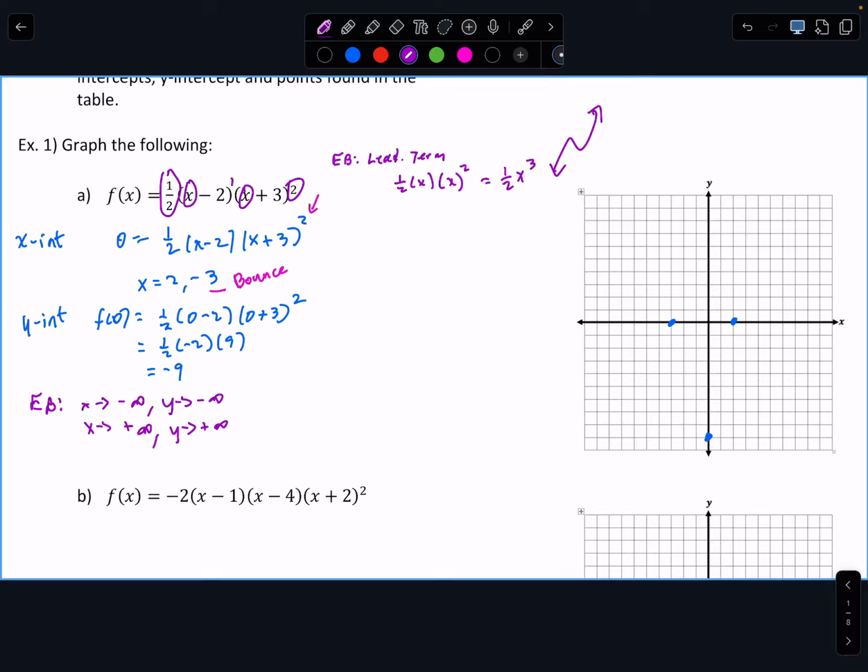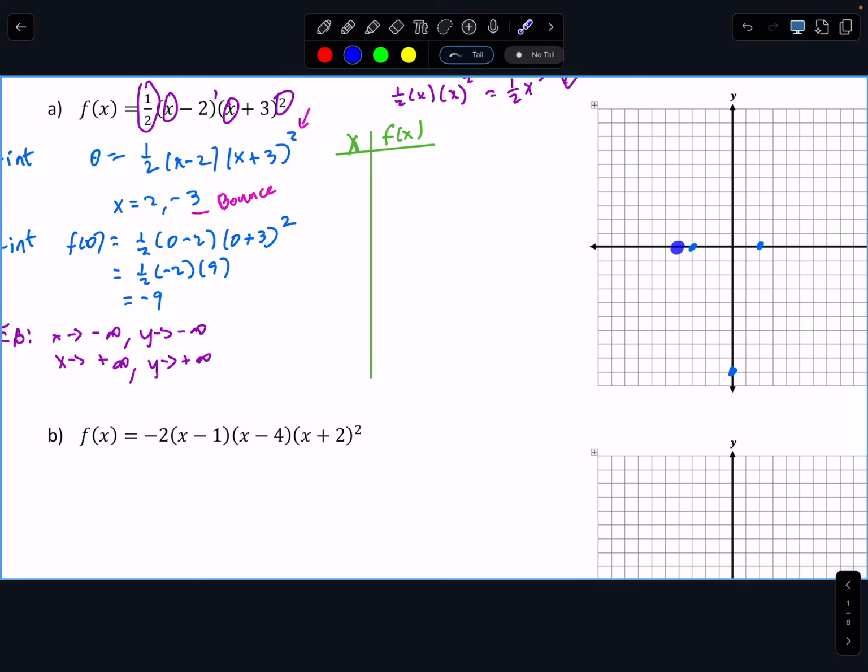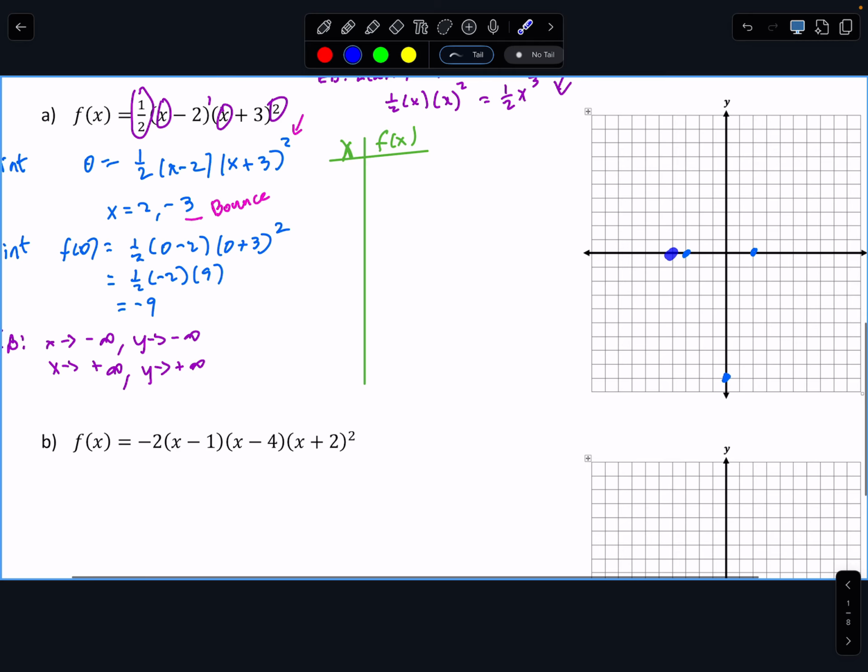And the next piece is to evaluate this function for some x values in between the x-intercepts and beyond. And so what I'm talking about is here at -4, that's beyond the leftmost intercept. So we should have that in our chart. And then at -2 and -1, those are x values in between the x-intercepts.